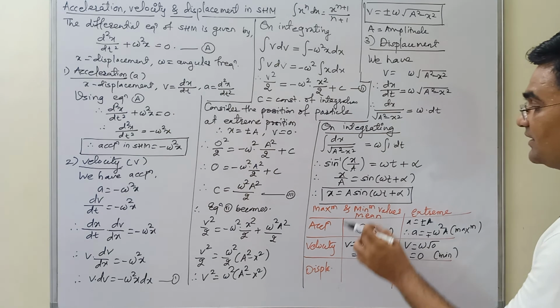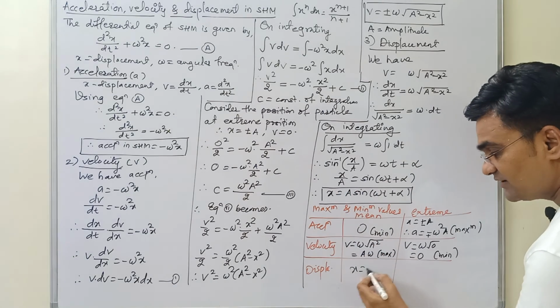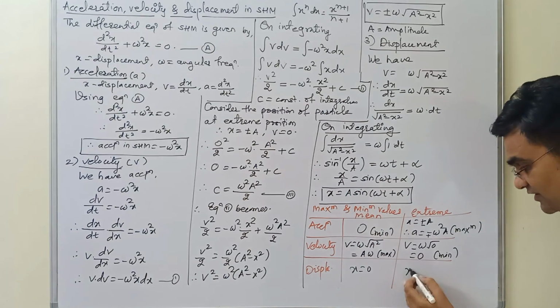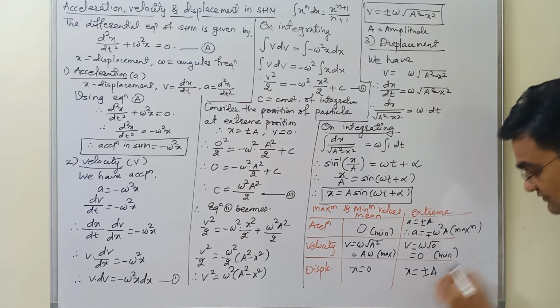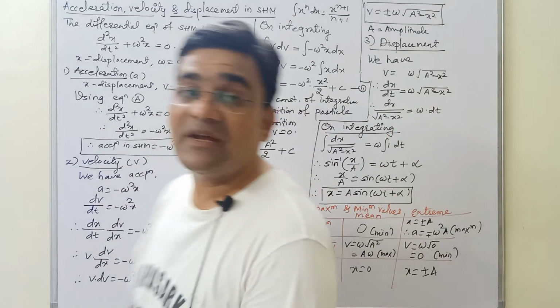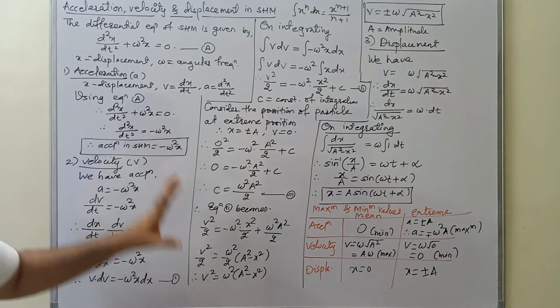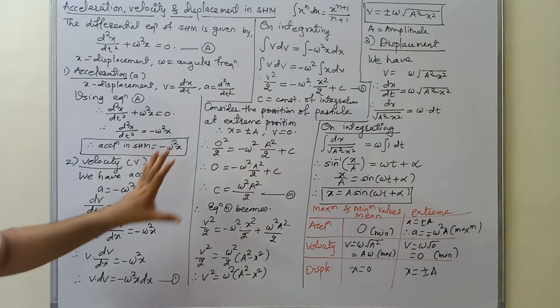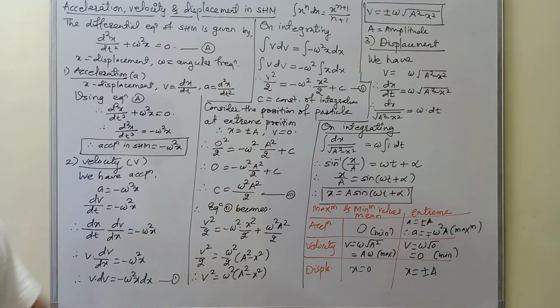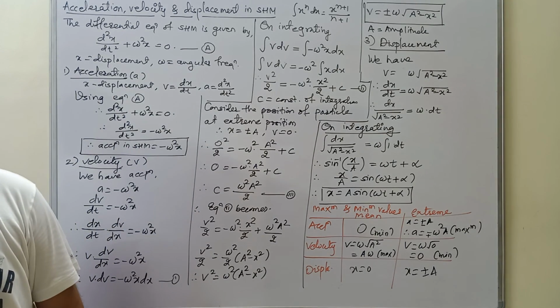Like the same for displacement. If the particle is at mean position, displacement is 0, and if the particle is at extreme position, displacement will be plus or minus A. These things we are going to keep in mind. Though this is a completely mathematical article, all the important terms are involved here to explain the acceleration, velocity and displacement of the particle performing linear SHM. I hope you understood this article.